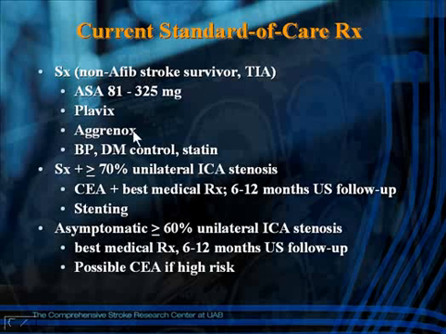Next slide shows the current standard of care treatment for patients who are stroke survivors or TIA. As you can see in the first few lines, it says aspirin, 81-325 milligram, Plavix, Aggrenox. These are antiplatelet agents. Obviously, these agents would be prescribed based on findings on imaging that do not indicate hemorrhage in the patient. Other treatment options that are available mostly for secondary prevention in these patients are blood pressure control, diabetes control, statin medications to lower cholesterol.